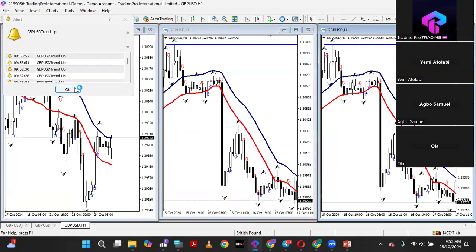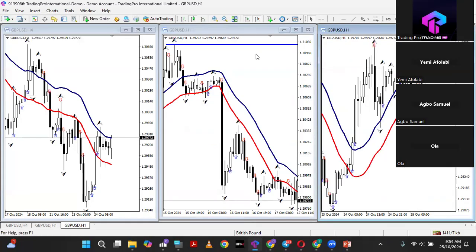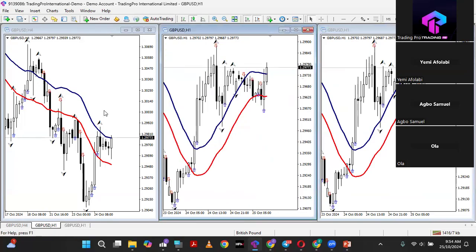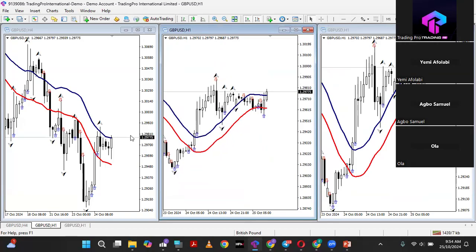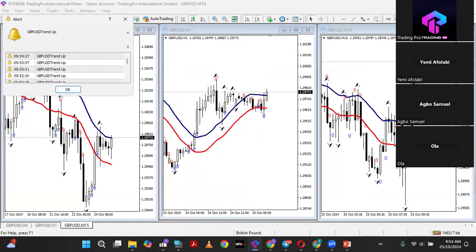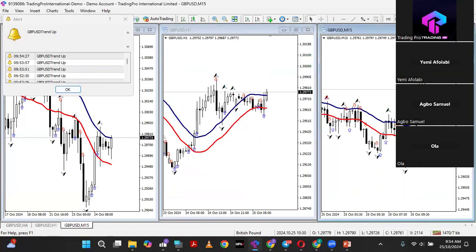So now with this, on the 4 hour, we can see that price is still below the moving average, which is bearish. But on the 1 hour, because price on the 4 hour is at the top of this blue, if you go to the 1 hour, you can see that price is almost here. Then on the 15 minutes, we can see that price is bullish. So now, the question is, what are you going to do?